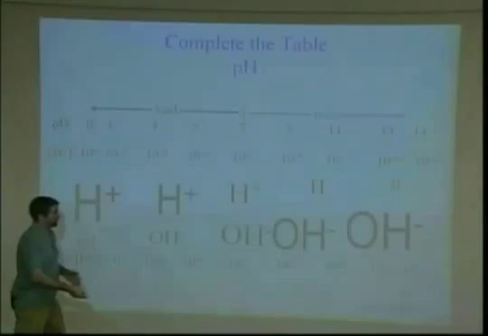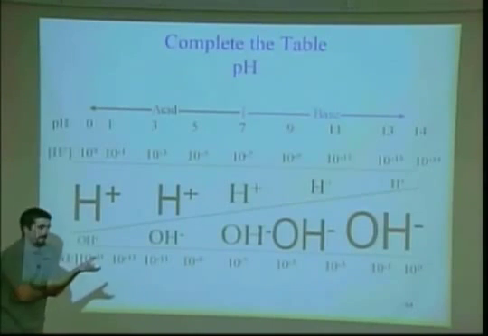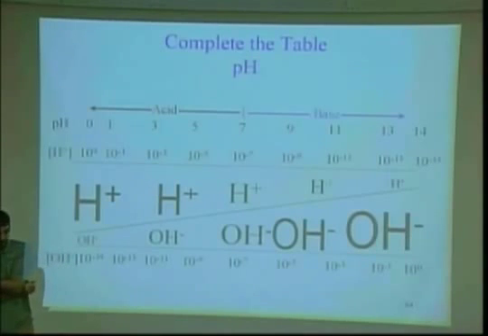Now, let me ask you this. See if you can figure this out based on this scale. If I calculate the pH of something, and I calculate its reciprocal pOH, and I add those two together, what should the total be? 14. Okay? The pOH of something and the pH of something should add up to be 14.